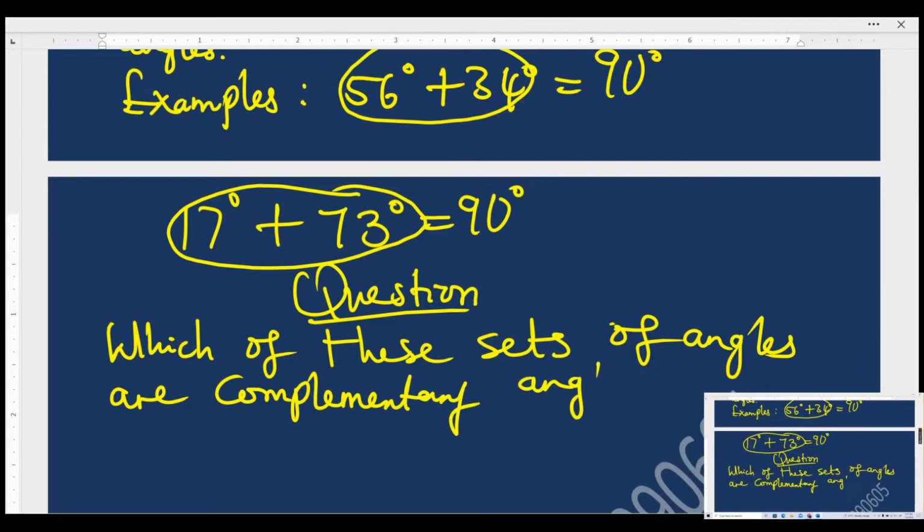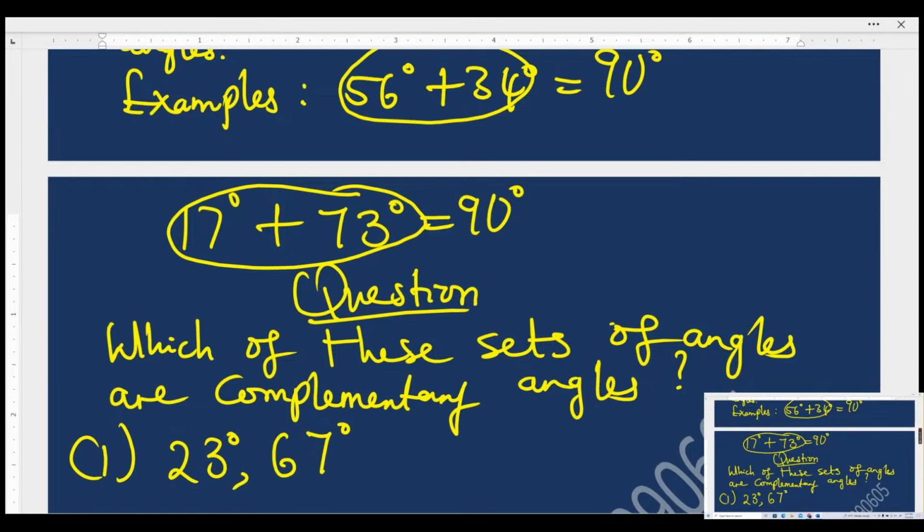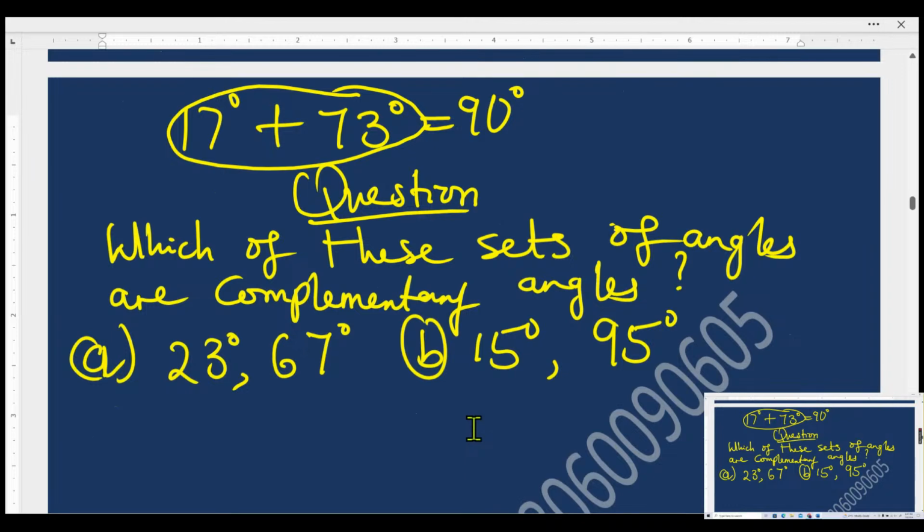So which of these sets of angles are complementary angles? Now this is the first one. Okay, I have option A and I have option B. So which of these sets of angles are complementary angles? Is it option A or option B?